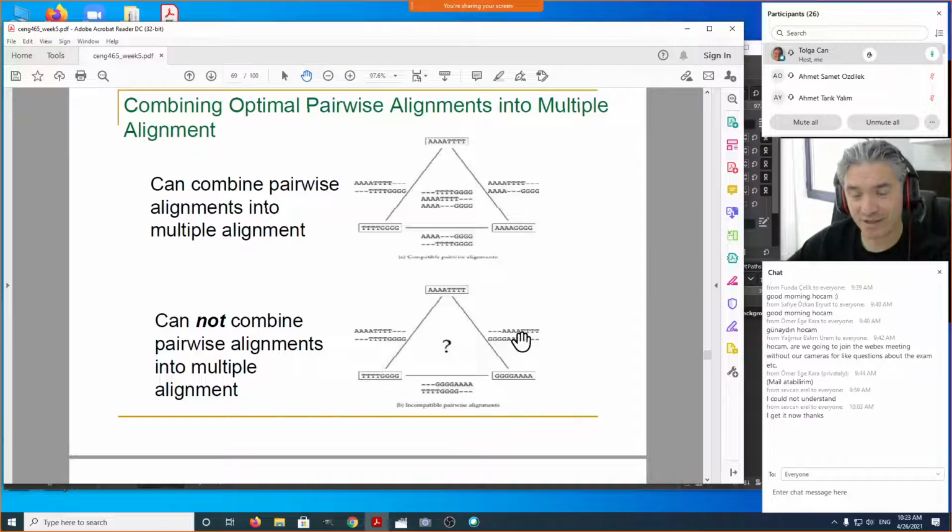In order to understand this figure, just get these three alignments at the edges, write them on some paper, and try to put these three of them on top of each other to construct a multiple alignment. Since this is an alignment, you're not allowed to move them left and right, because you will be disrupting the alignment. You're going to be destroying this pairwise alignment. Without moving them left and right, without changing the alignments, can you put these three on top of each other?